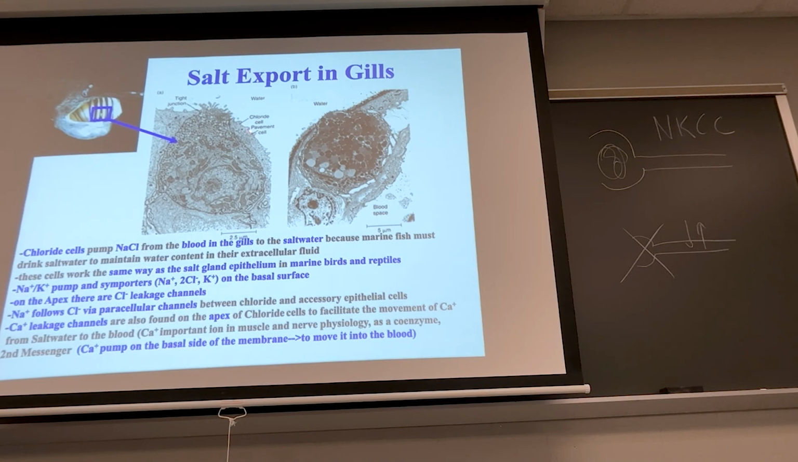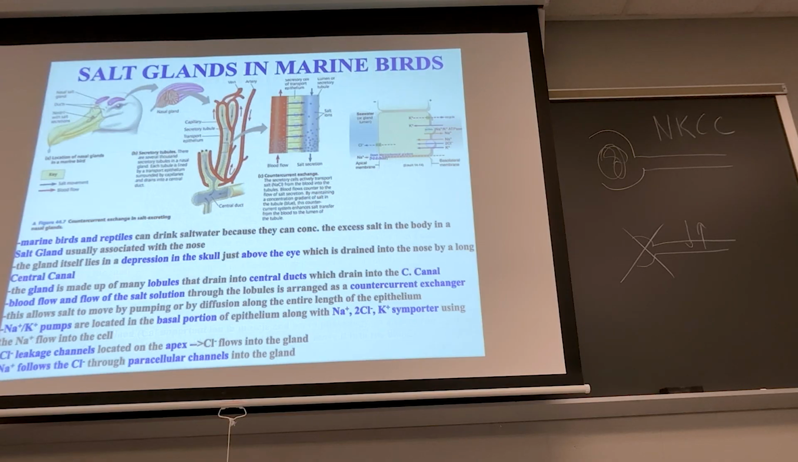So this is a picture of a couple of different types of chloride cells, or a mitochondrial rich cell. So here's a mitochondrial rich cell from the gills of a saltwater fish, showing you all the mitochondria, the pavement cells, the blood vessels down here. And that's the mechanism for saltwater fish, or for salt glands. So here's a picture of salt glands. It works the same way, the same exact way.